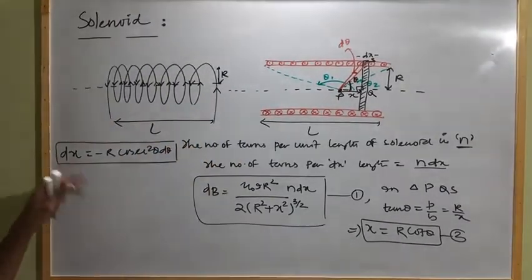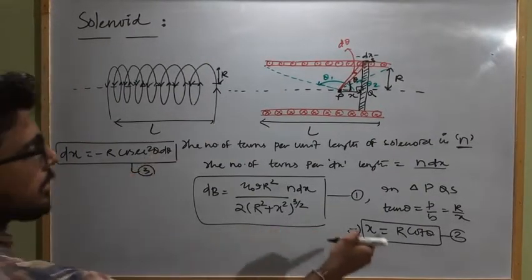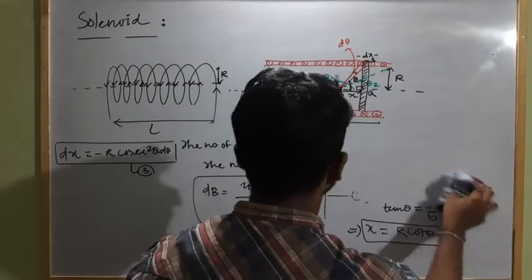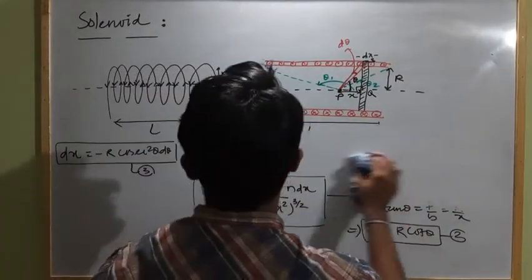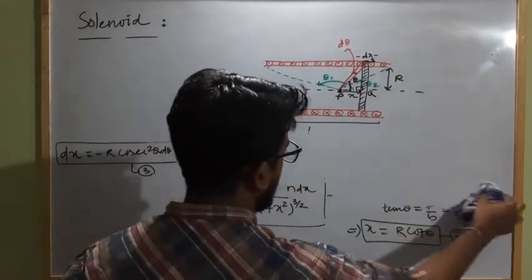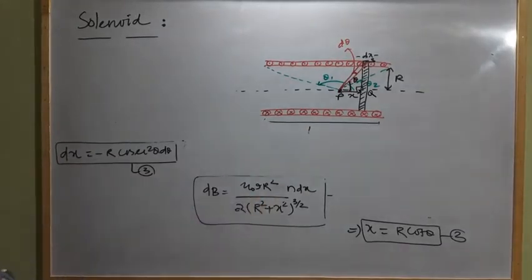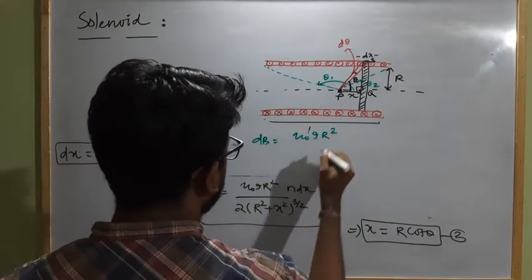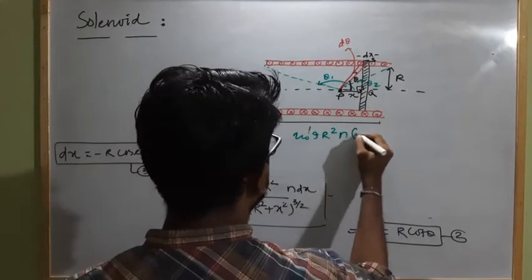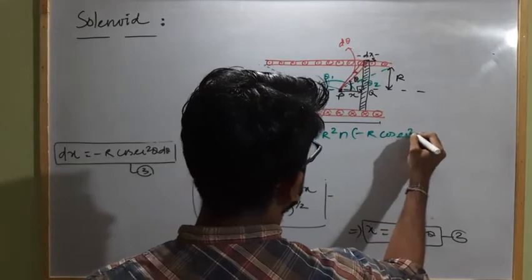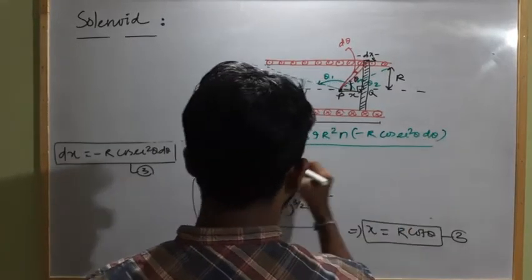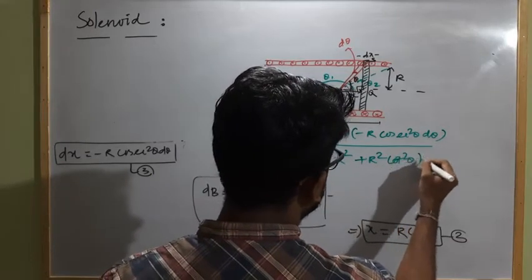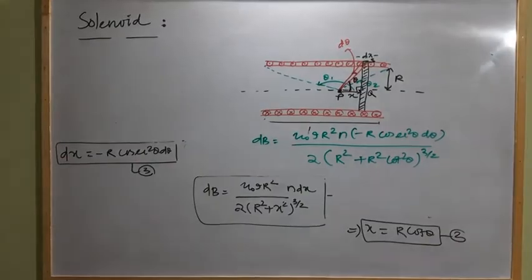This will be equation 3. Replacing equations 3 and 2 in equation 1, we will get dB equal to mu naught I R square, n, in place of dx I can write minus R cosec square theta d theta, divided by 2 into R square, in place of x square I can write R square cot square theta, to the power 3/2. Clear? Now rearranging this.